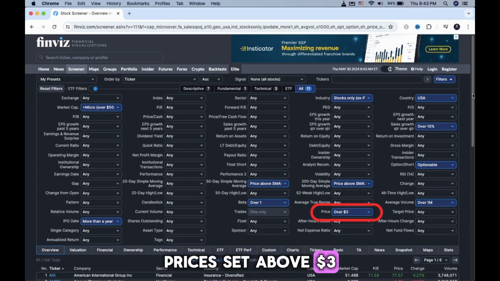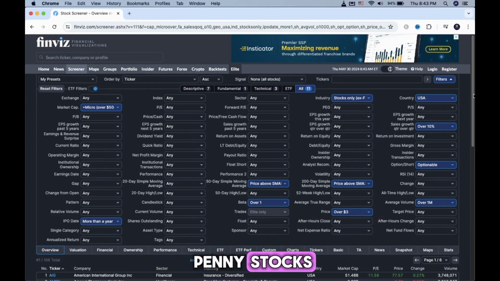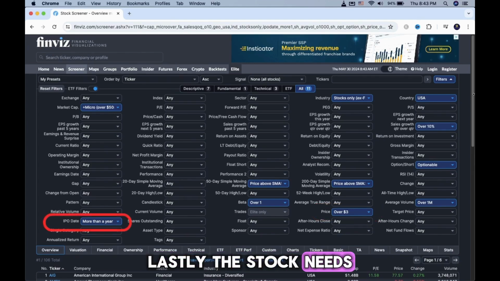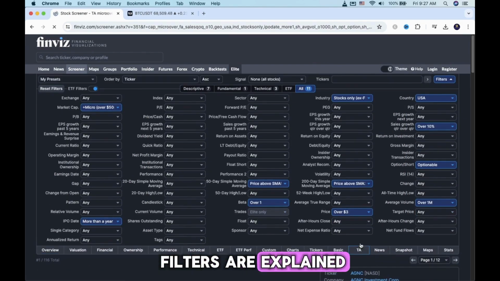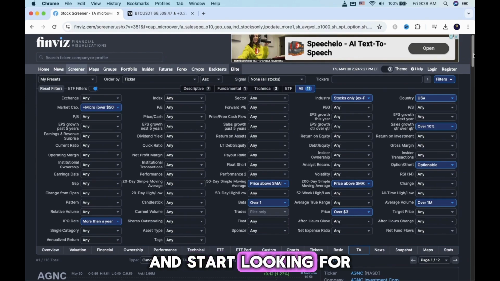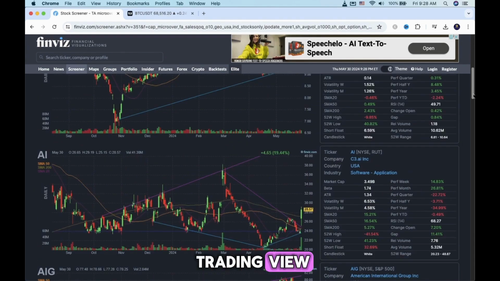Price is set above $3 as well to avoid running into penny stocks. Lastly, the stock needs to be at least 1 year old for me to start trading it. Now that all the filters are explained, I will go to the TA tab and start looking for potential stocks to add to my TradingView watch list.